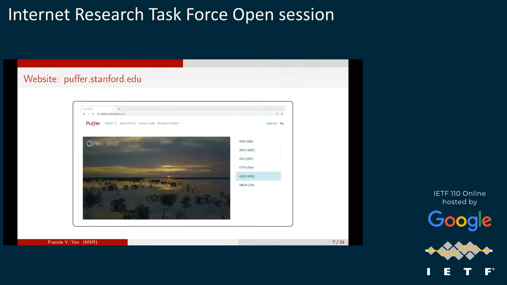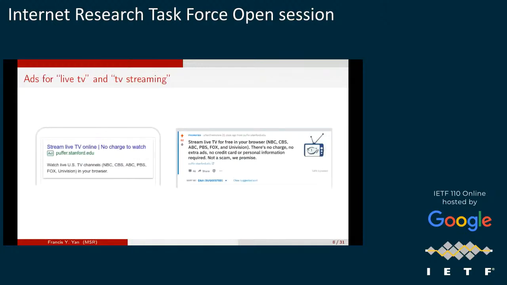While you are watching TV on Puffer, our server will record which ABR algorithm is used, along with some other client telemetry on video quality and playback buffer for analysis purposes. To recruit users, we purchased ads on Google and Reddit for keywords like live TV. The other users we attracted came from the press articles covering Puffer. For example, the New York Times recommended Puffer to those who need free TV to watch at home during the pandemic. As of today, we've had more than 130,000 real users across the US.